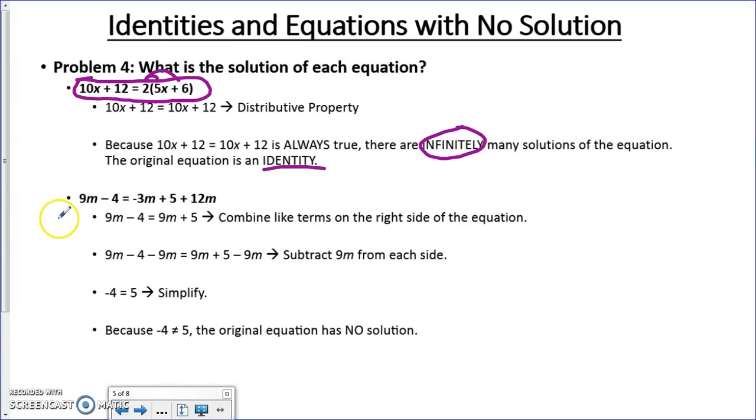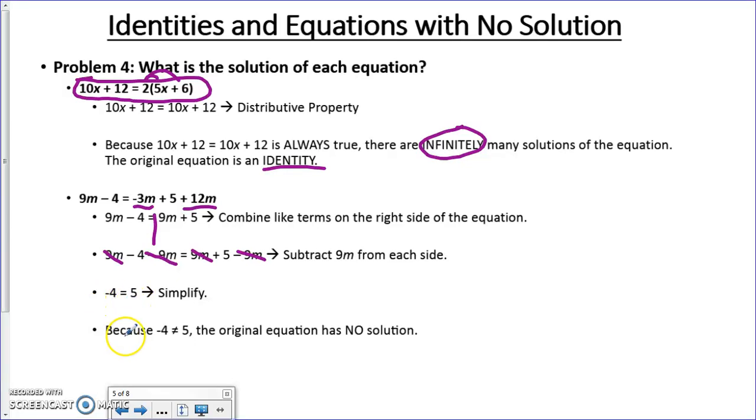The next equation, 9m minus 4 equals negative 3m plus 5 plus 12m. First thing you want to do is combine like terms on the right-hand side. Negative 3m plus 12m is positive 9m. So now we have 9m minus 4 equals 9m plus 5. So if we bring all the letters to the left-hand side, we're going to subtract 9m from each side. Well, guess what? 9m minus 9m is 0 on both sides, so all you're left with is negative 4 equals 5.